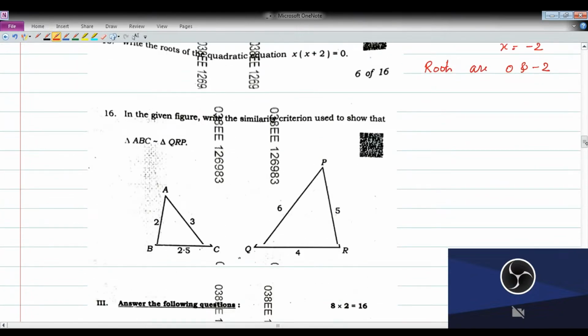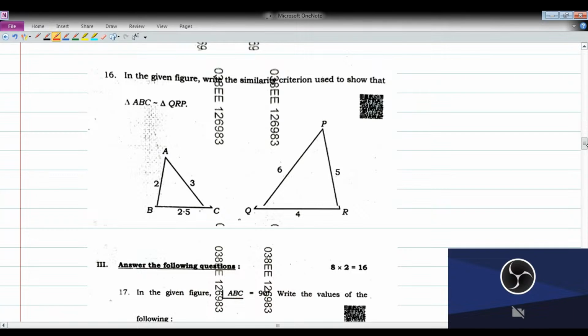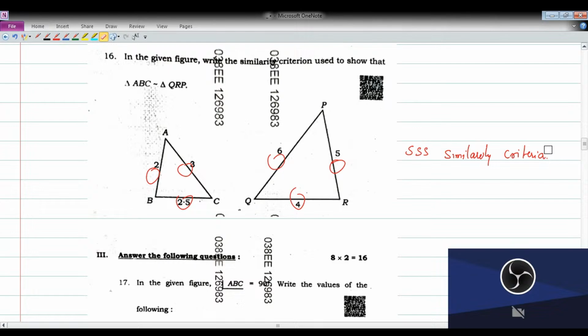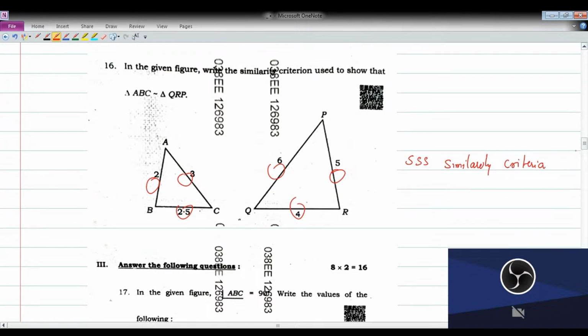In the given figure, write the similarity criterion used to show that triangle ABC is similar to triangle QRP. Look, three sides are given and the sides are proportional. So definitely it is the SSS similarity criterion. The SSS similarity criterion is used to show that the triangles are similar. So these are the answers for the 1 mark questions.